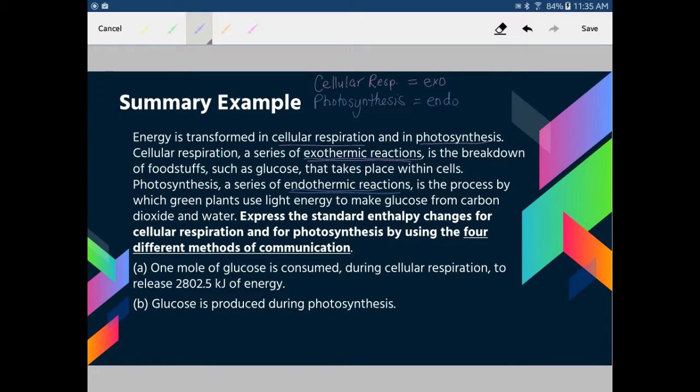So let's take a look at our example here, where we have 1 mole of glucose consumed during cellular respiration to release 2,802.5 kilojoules of energy. So we're going to take a look at this example first.